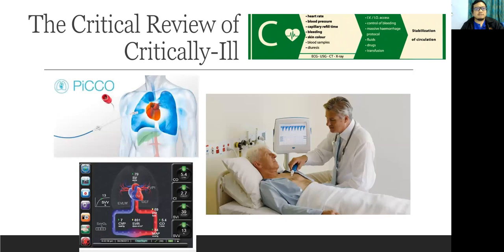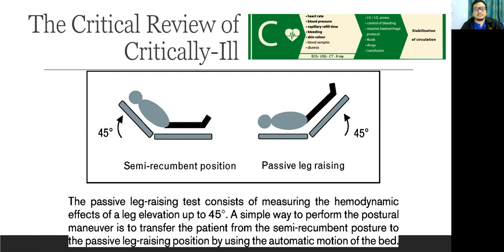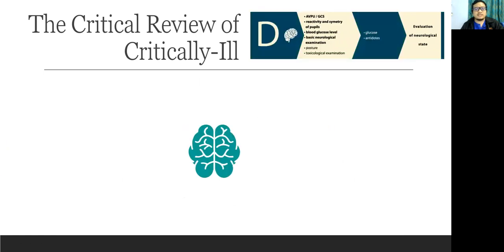Okay, if you have advanced hemodynamic monitoring like PiCCO, USCOM or Vigileo down here, it is very good. But it's very expensive. You can also do assessment of the echo, LV, RV, contractility, sizes and all. Okay, this is the passive leg raising test. You can read it later.